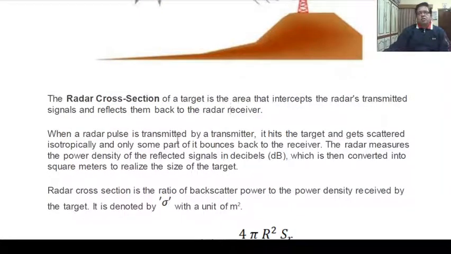When a radar pulse is transmitted by a transmitter, it hits the target and gets scattered isotropically, and only some part of it bounces back to the receiver. The radar measures the power density of the reflected signals in decibels, which is then converted into square meters to realize the size of the target. Important point: radar measures the power density of the reflected signals in decibels, and then it is converted into square meters to realize the size of the target.